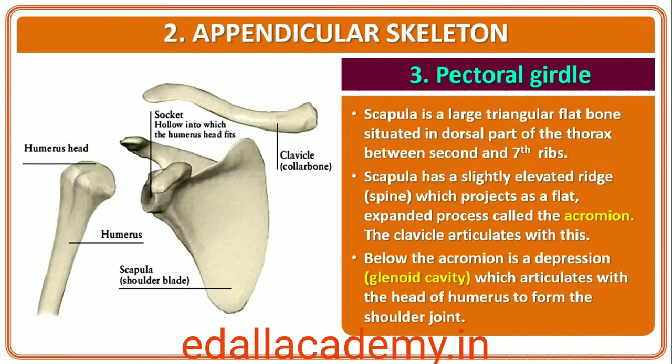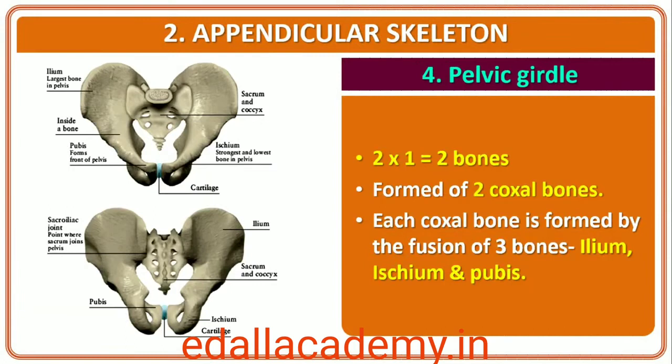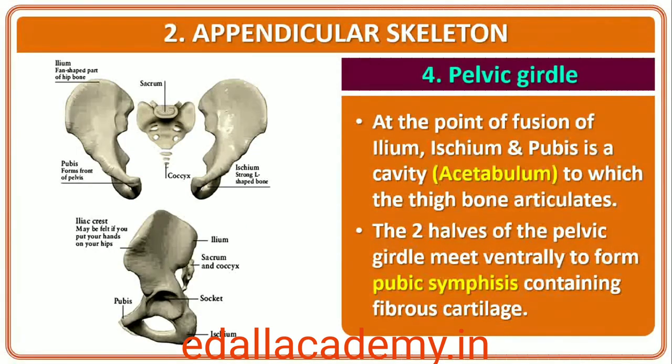Below the acromion is a depression called the glenoid cavity which articulates with the head of the humerus to form the shoulder joint. Each clavicle is a long slender bone with 2 curvatures. This bone is commonly called the collar bone. Pelvic girdle consists of 2 coxal bones, figure 20.10. Each coxal bone is formed by the fusion of 3 bones, ilium, ischium and pubis. At the point of fusion of the above bones is a cavity called the acetabulum to which the thigh bone articulates. The 2 halves of the pelvic girdle meet ventrally to form the pubic symphysis containing fibrous cartilage.